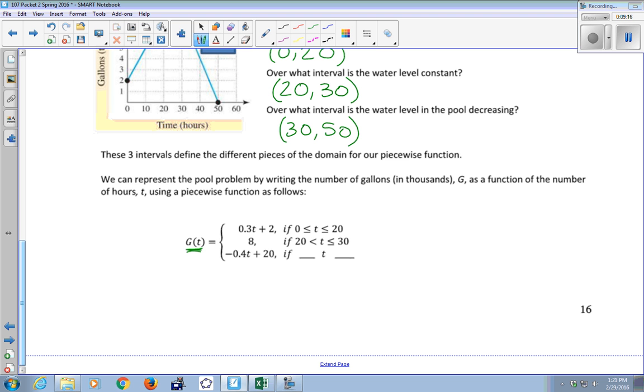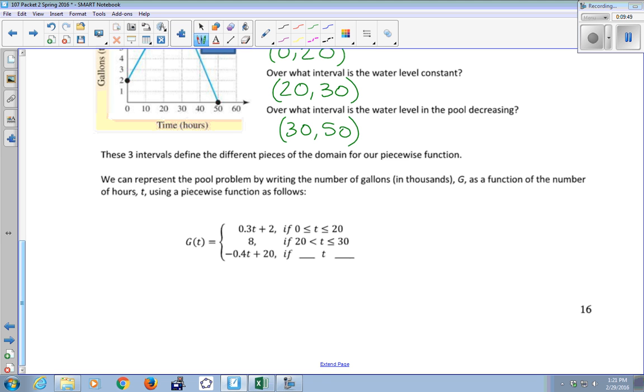All right, and then you have to put a big curly bracket, which notice we don't close. So it's just a weird, open big curly bracket. Then you list the three different formulas that we found in the preview exercises: 0.3t plus 2, 8, and negative 0.4t plus 20. So g of t is holding the place of the y equals. That's like my y. I don't need to write y equals in each of my formulas.